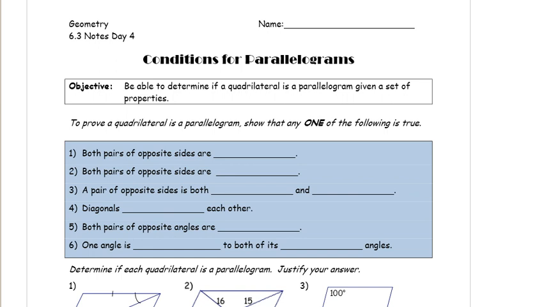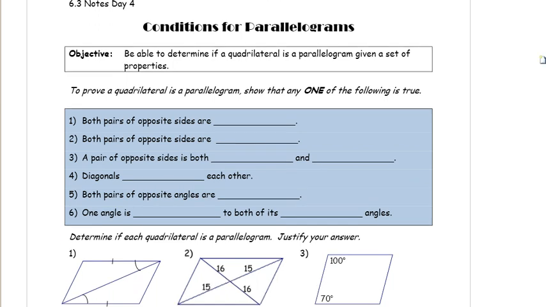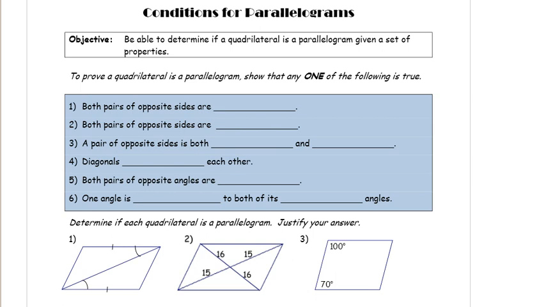So we're going to give you some things, and then if those things are true, then we know it's a parallelogram. Based on what we talked about the other day, if any one of these things is true, then we have a parallelogram. We know that both pairs of opposite sides are congruent. If that was true, we had a parallelogram. If both pairs of opposite sides are parallel, we have a parallelogram.